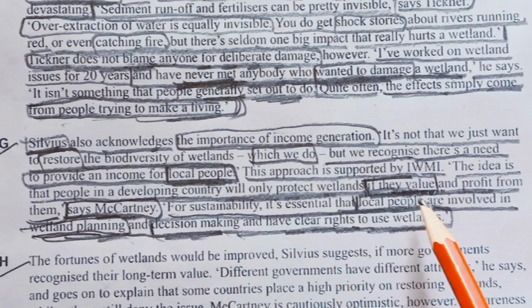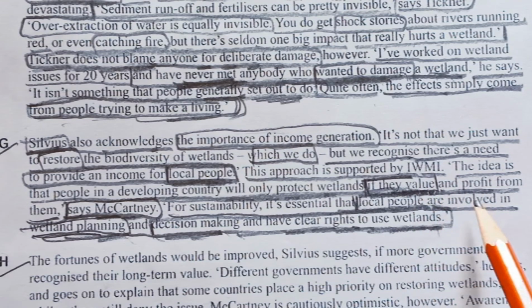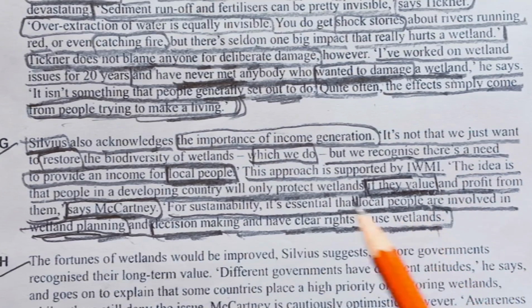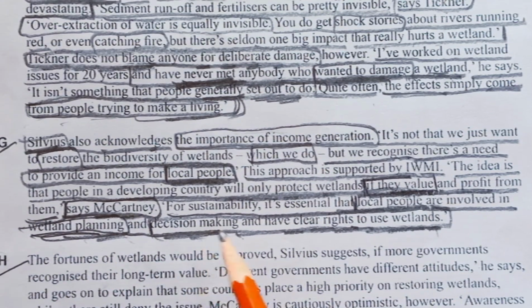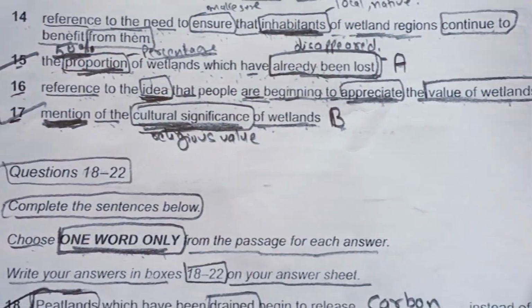McCartney is saying that if people around the wetland value and profit from it, then they will definitely protect the wetlands. And also McCartney is saying that local people should be involved in wetland planning and decision making, and have clear rights to use them. So these two things McCartney is saying. Let's see whether we are getting our answer or not.